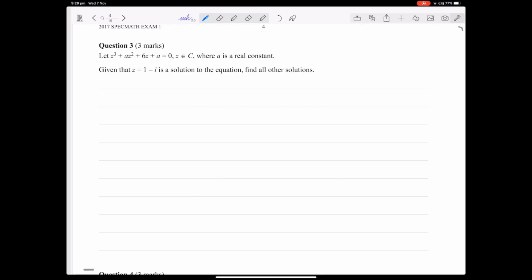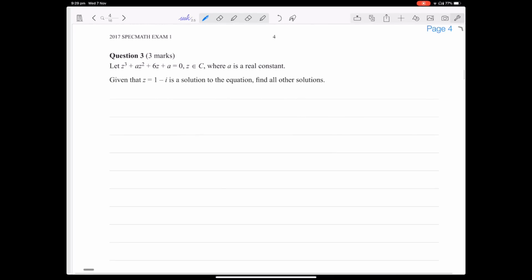Here we've got the conjugate root theorem. Because if we know 1 minus i is a solution, then 1 plus i will also be a solution. So we can say z minus 1 plus i, z minus 1 minus i. When we expand that, that's z minus 1 squared minus i squared, which is plus 1, which is z squared minus 2z plus 2.